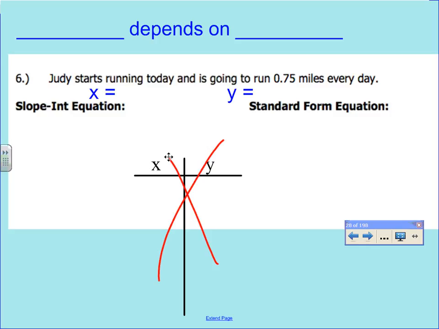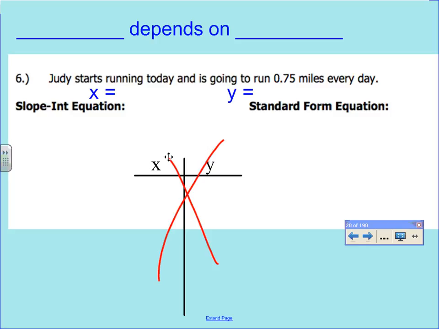And then question for you. Number 6 says, Judy starts running today, and she is going to run 0.75 miles every day. If someone starts running today, what is the y-intercept? What is b? Let me say that again to see if more of you know. If someone starts running today, what is b or what is the y-intercept?